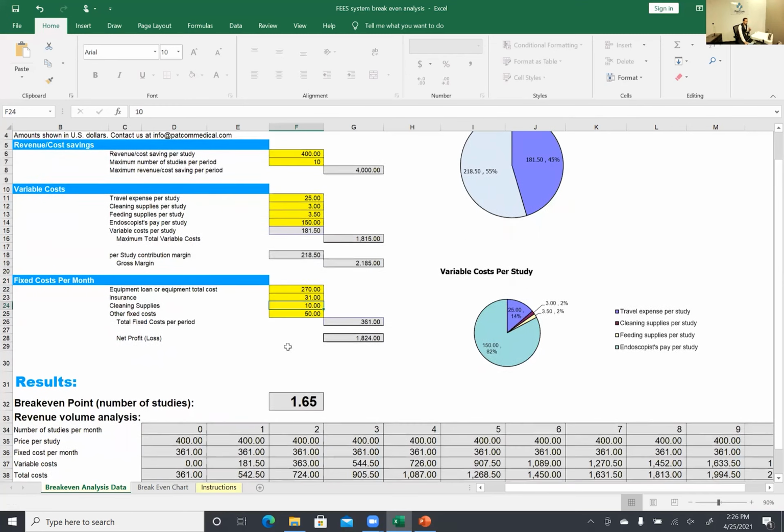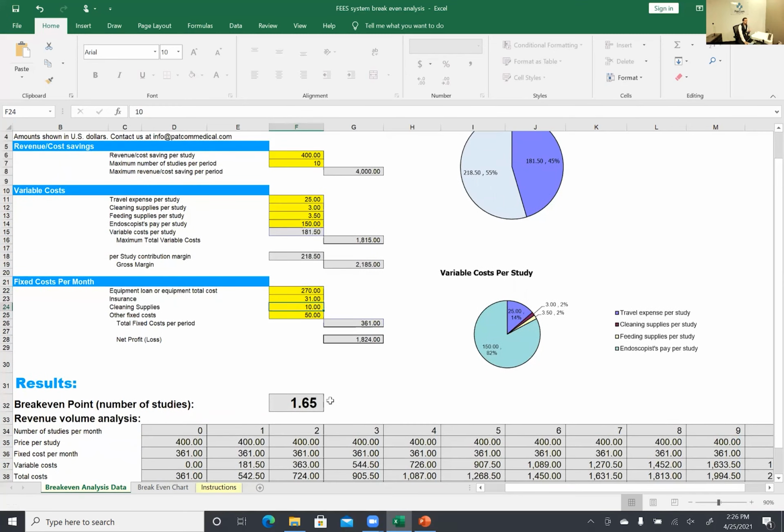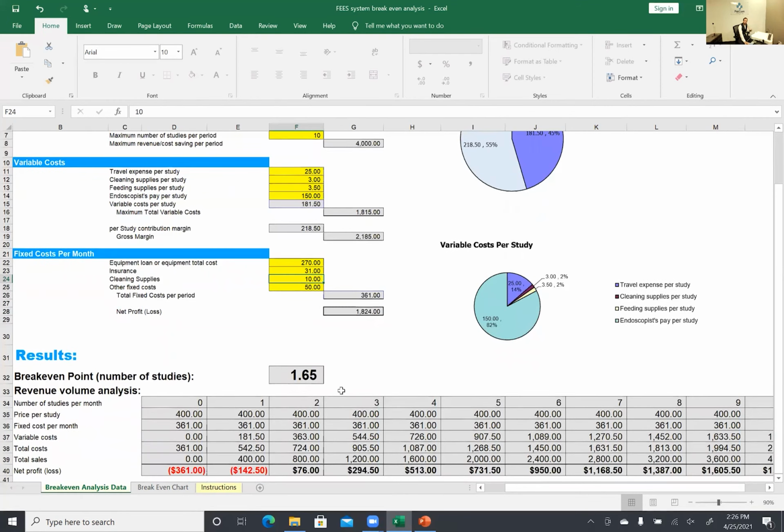All I need in this scenario to reach my break-even point and start a positive return on investment is 2 studies, 1.65, rounded up to 2. 2 studies a month is what I need to generate that positive return on investment. And then when I do 2 studies, my business makes $76. This is after I've already paid myself and paid for all my supplies and paid for the equipment.